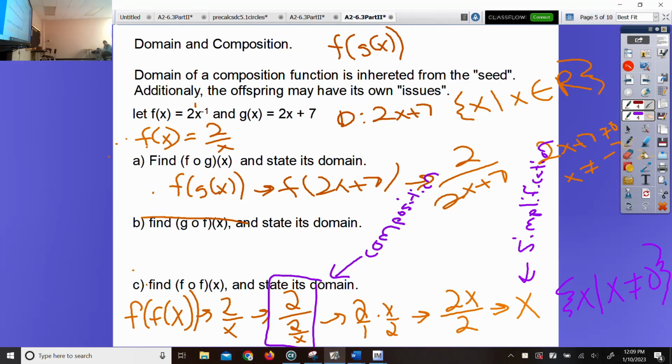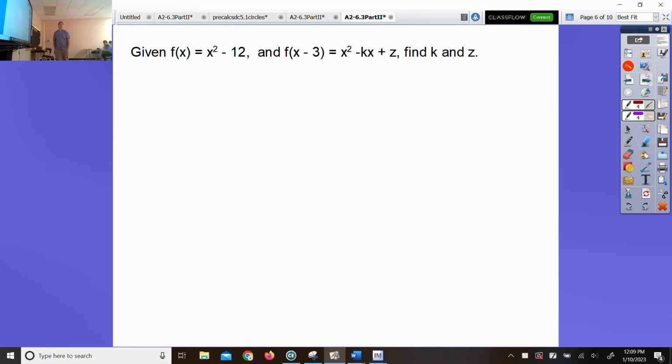Let's see if we can do the last one before you leave. That's the last one we're going to do anyways. This is a very good problem. Given f of x is x squared minus 12 and f of x minus 3 is x squared minus kx plus z, find k and z.